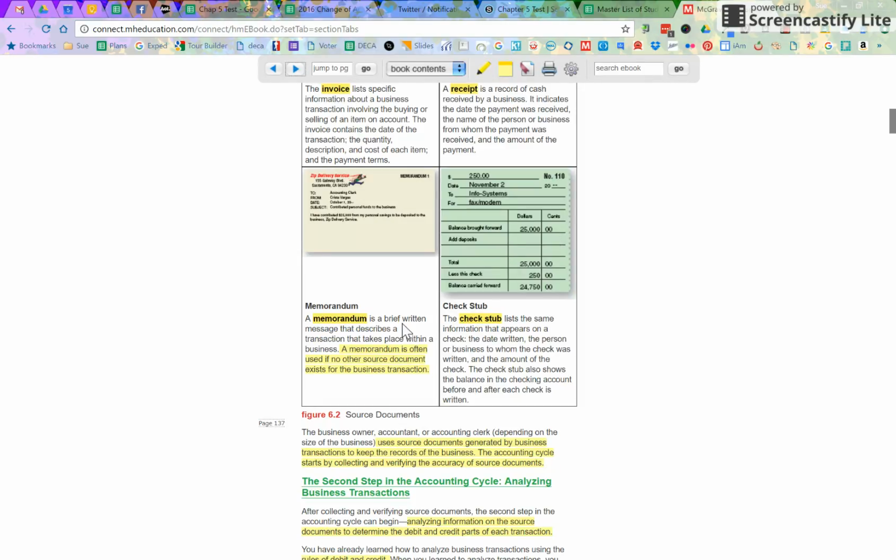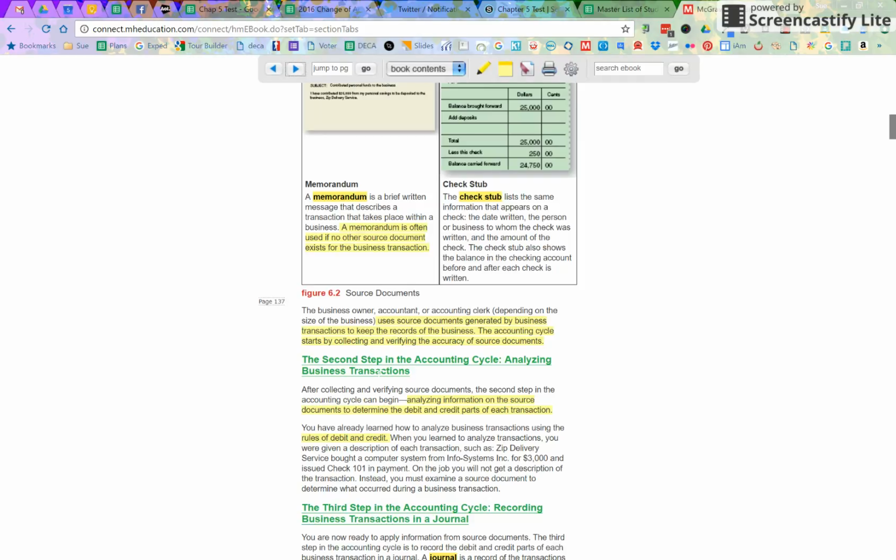The fourth one, finally, is something called a memo or a memorandum. It's like, I don't have any of these 3. I don't have an invoice, I don't have a receipt, I don't have a check stub. So I kind of have to make one up. A memorandum is used when no other source document exists that helps you figure out what it is. And you'll see some good examples of that as we go along.